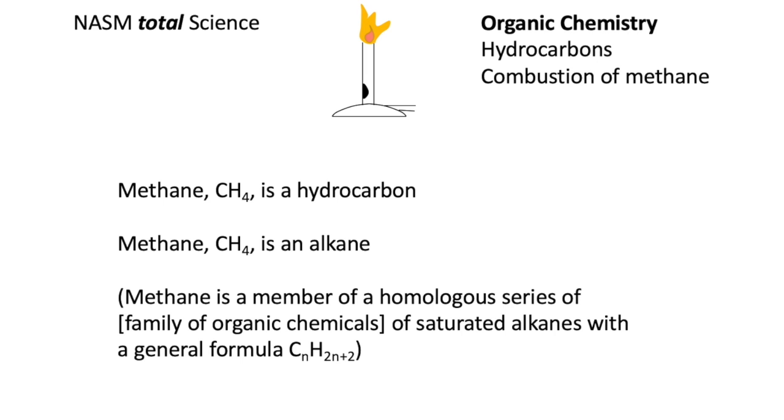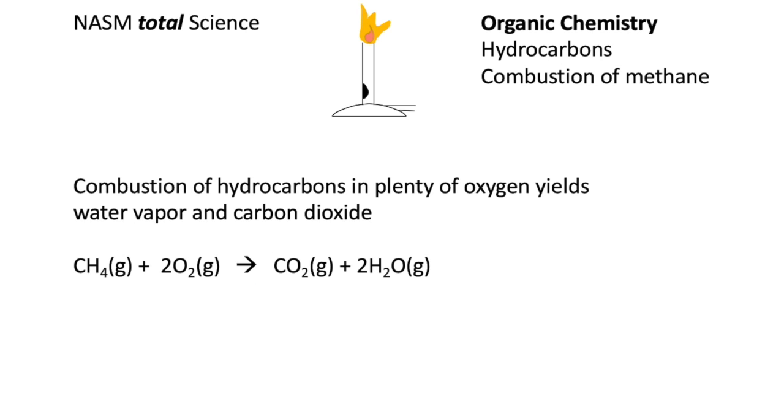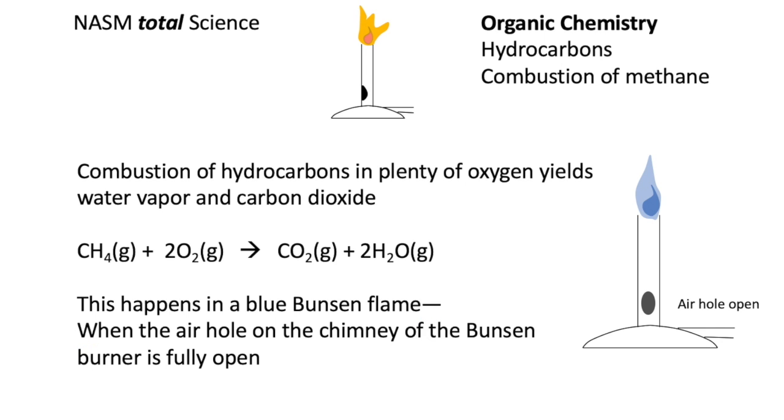CnH2n+2. So the formula and the equation for the combustion of methane in plenty of oxygen yields carbon dioxide gas, and because of the temperature, water is a vapor. And the gas that comes out of the gas taps and lights the Bunsen burners is methane.